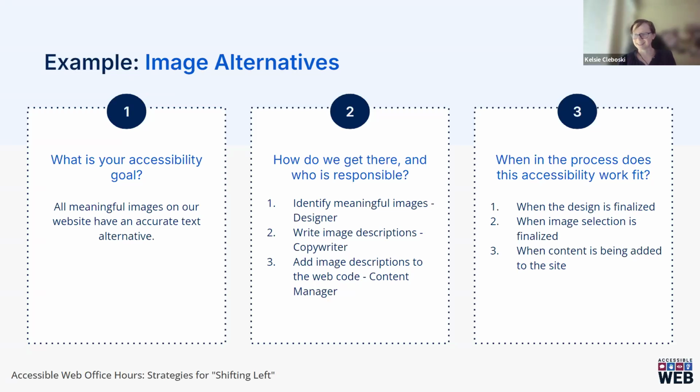This could break down in different ways. If you're a small team, you might be the one person in charge of all of these steps. But how this might look is identify meaningful images, and that goes to your designer. Write image descriptions could go to the copywriter. And add image descriptions to the web code could go to the content manager. Then we want to decide when in this process does this accessibility work fit? It might make sense to do all these steps together at once or to spread them out to different points. For example, when the design is finalized, when image selection is finalized, or when content is being added to the site. The main thing I want to emphasize here is that all of these steps are happening before launch. They're happening during that design, development, and planning stage.